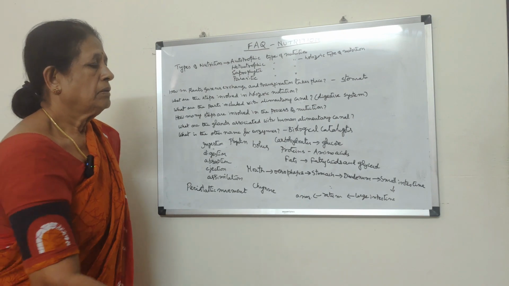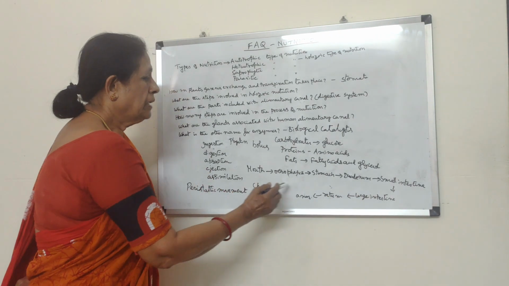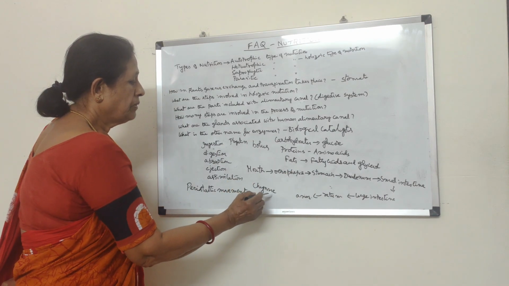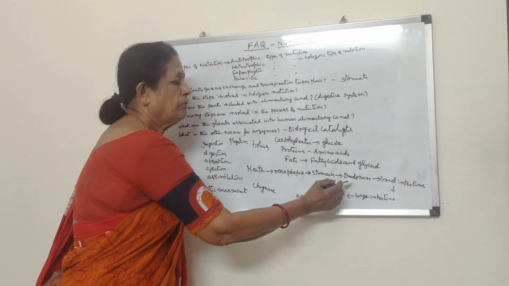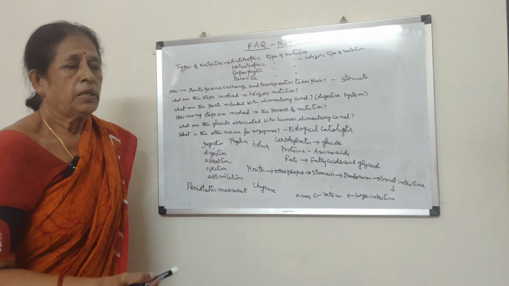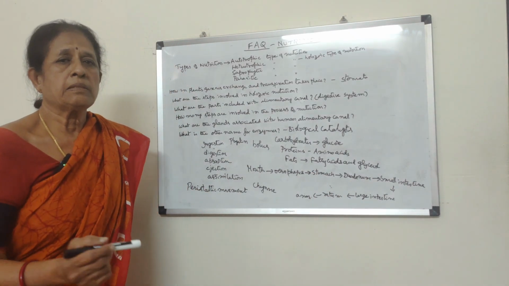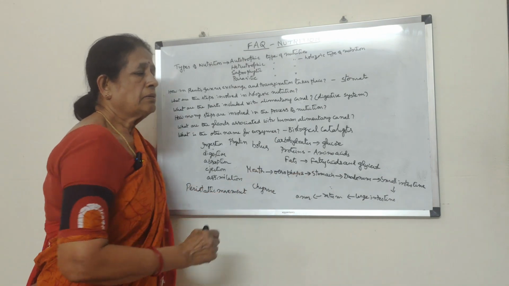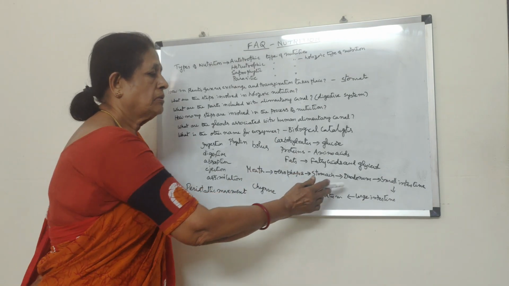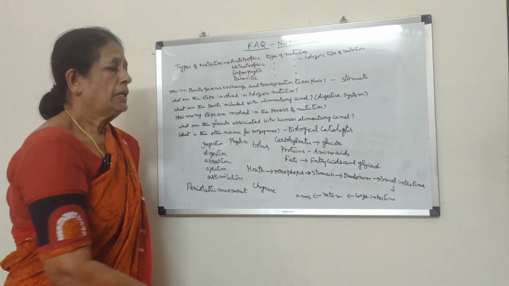And next, the food enters the duodenum. In the stomach, the partially digested food is called chyme. And next, in the duodenum, the liver releases bile juice, and the pancreas produces pancreatic juice. So further digestion will take place in the duodenum.